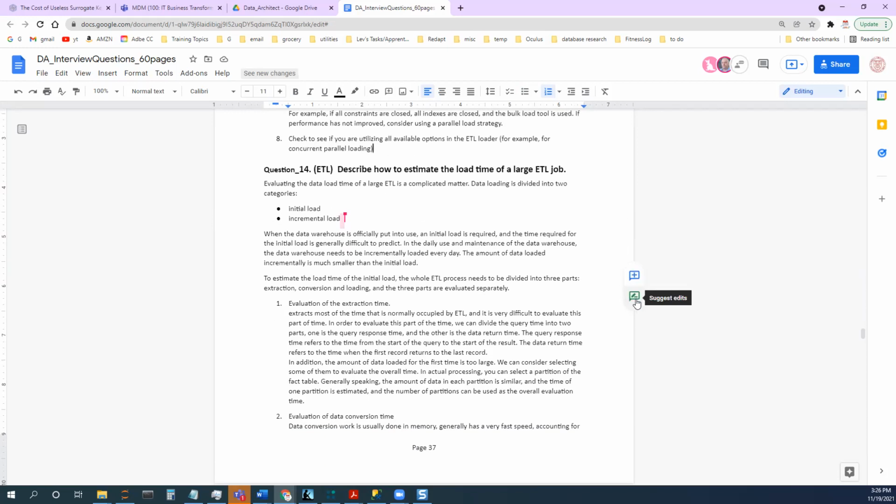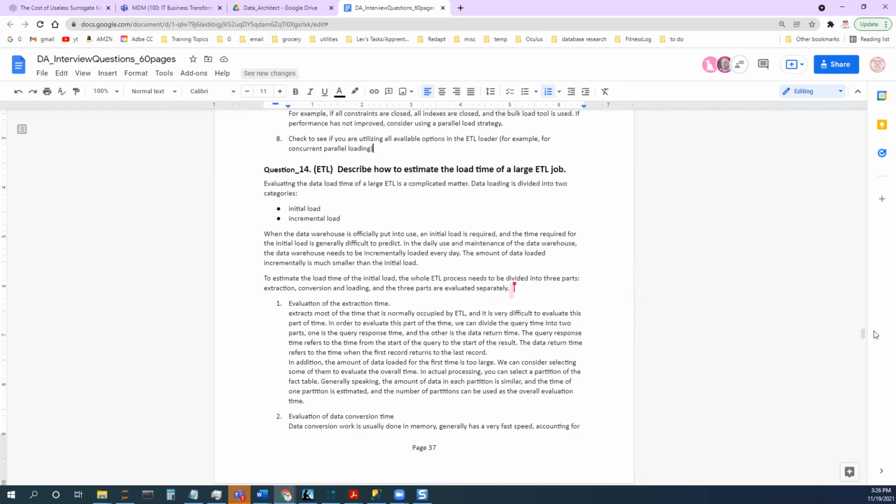All right. Describe how to estimate the load time of a large ETL job. Evaluating data load time of a large ETL is a complicated matter. Data loading is divided into two categories, the initial load and the incremental load. When the data warehouse is officially put into use, an initial load is required, and the time required for the initial load is generally difficult to predict. In the daily use and maintenance of the data warehouse, data needs to be incrementally loaded every day. The amount of data loaded incrementally is much smaller than the initial load.